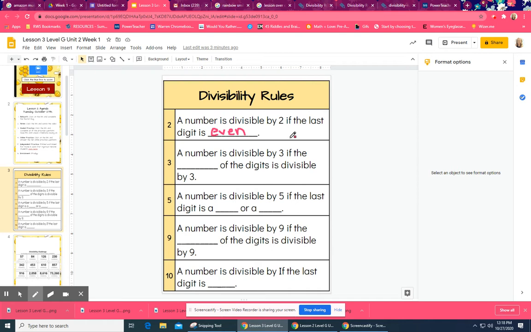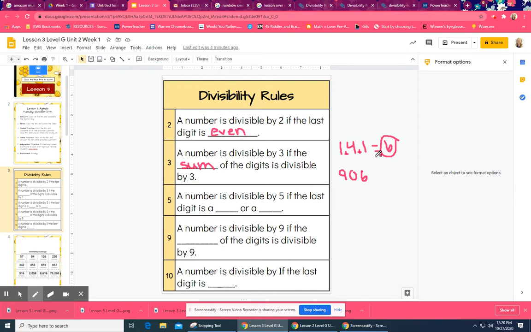Now, for the number 3, a number is divisible by 3 if the sum of the digits is divisible by 3. And sum means to add. So here's a couple examples for using 3 as a divisibility rule. If you had the number 141, at first glance, you would not be able to recognize that 3 can actually go into it. But if you take each individual digit and add it, so 1 plus 4 is 5, and then 5 plus 1 equals 6, well, we all know, at least we should all know, that 3 can go into 6, which means 3 can go into 141.